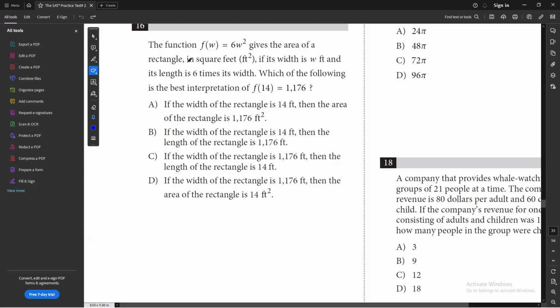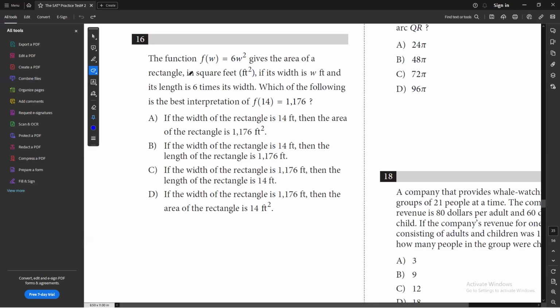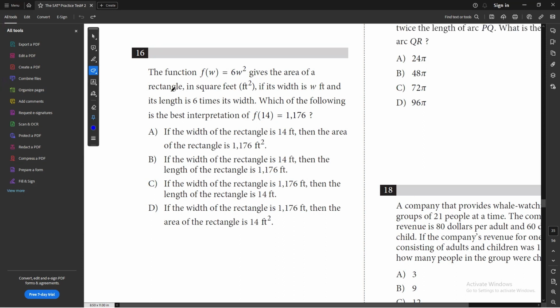And now let's get started with the first question. Okay, so we're starting from question 16 today. This will be part 2 of this Module 1 SAT Practice Test 2. So let's start with question number 16.